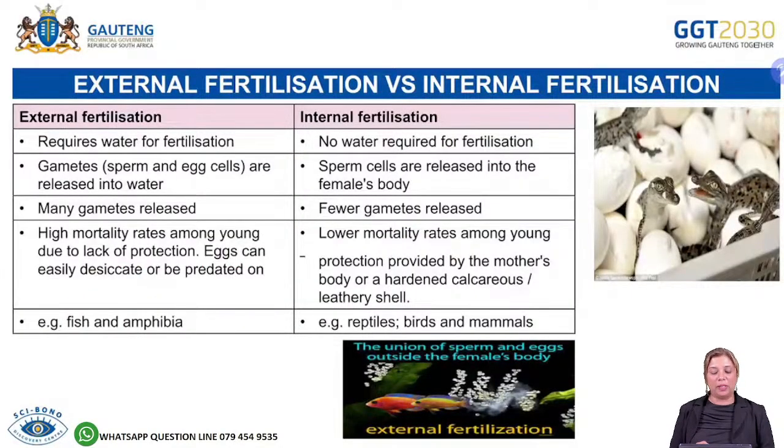Okay, so let's talk about external fertilization and internal fertilization. This table is actually a summary of everything that we've just discussed, so it's just revision. There's a nice little diagram here which I quite like. It is the union of the sperm and the eggs outside the female body. Can you see? Those are the eggs there, the round little eggs, and that little cloud, I'm assuming, is the sperm, and it's deposited over the female's eggs, which are laid into the water. That's external fertilization.